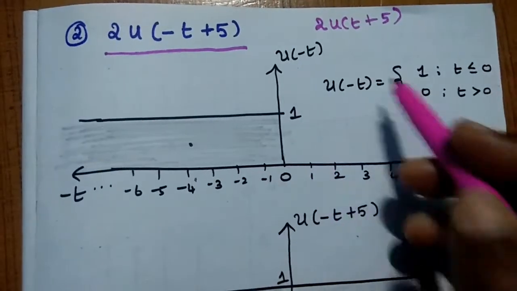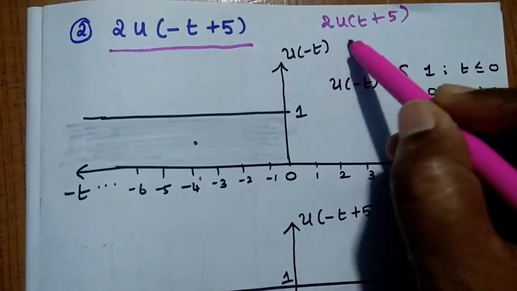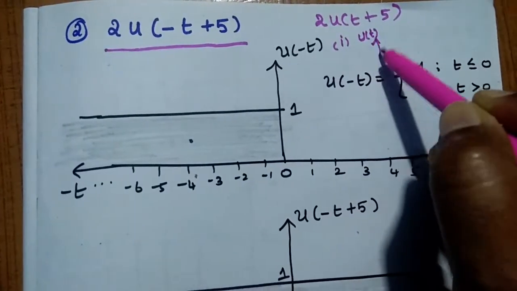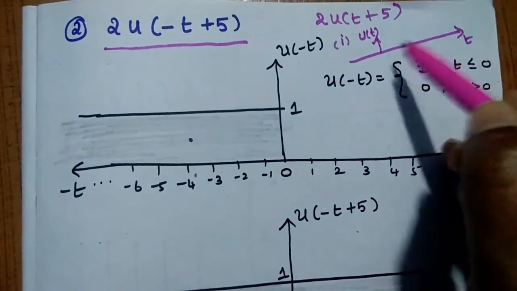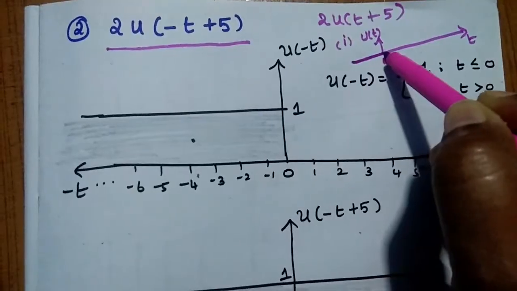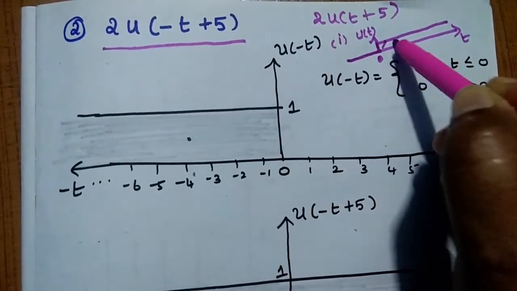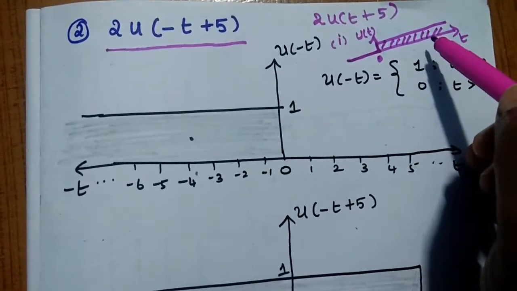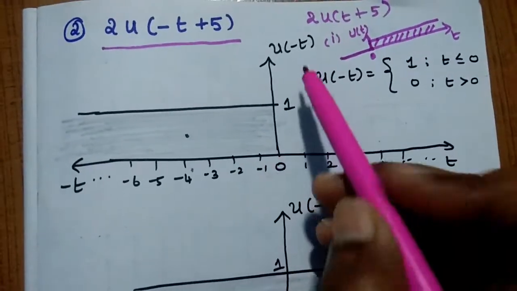So we know what u of t is, the first step. Okay, so here I can draw the first step. U of t is nothing but what? You can draw this like this. Okay, it has value only from 0. That is the u of t. First we have to draw this u of t, and then the next one is u of minus t.